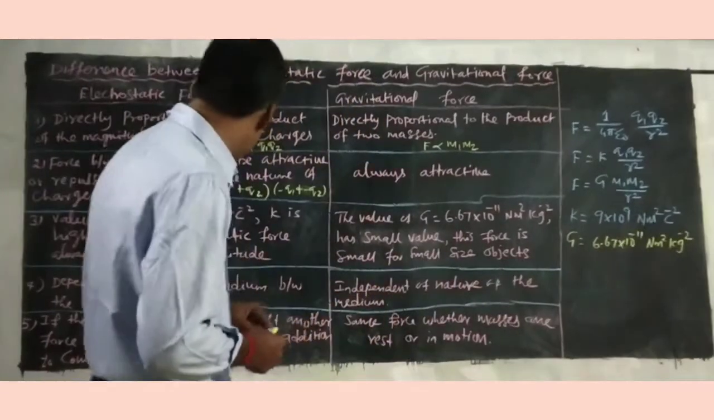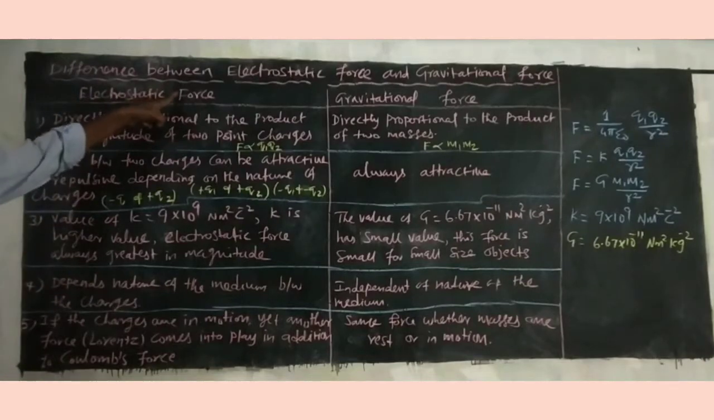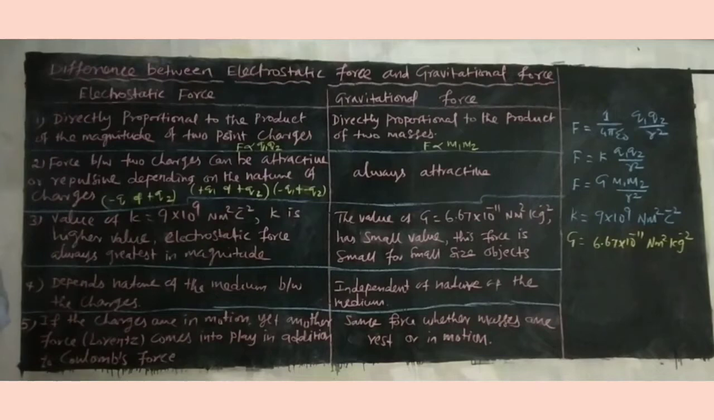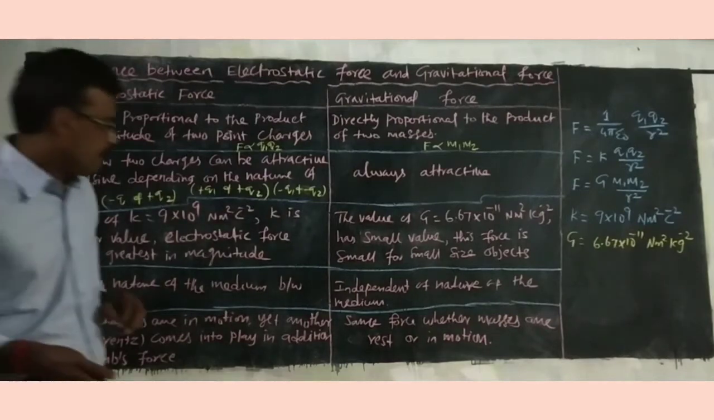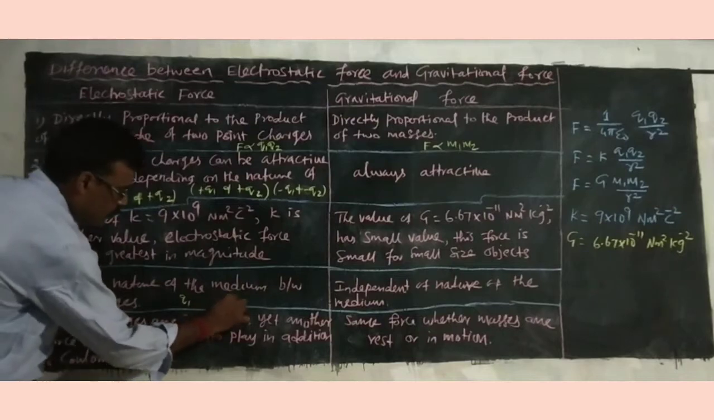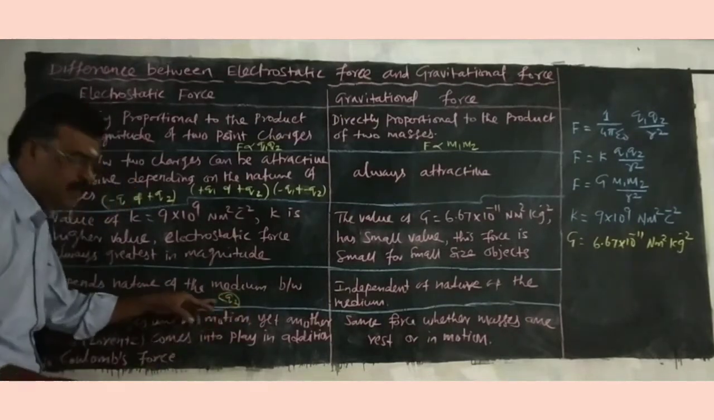Now we move on to point number 4. The electrostatic force depends on the nature of the medium between the two charges. Suppose we take two charges, this is Q1 and this is Q2, both separated by air or vacuum.